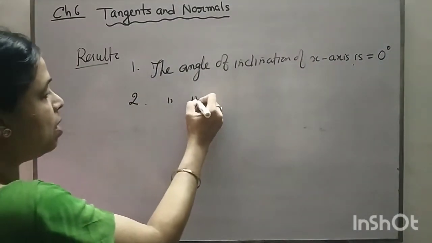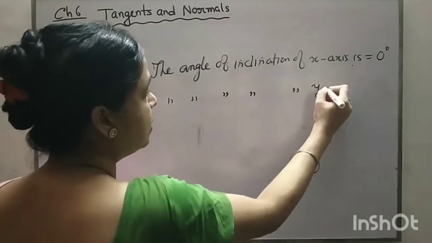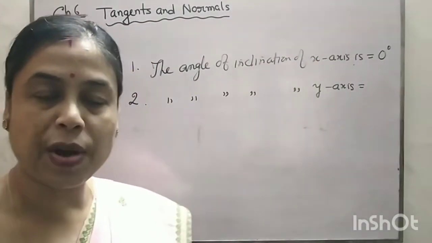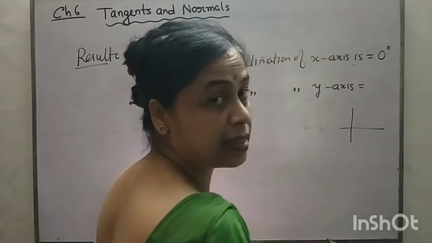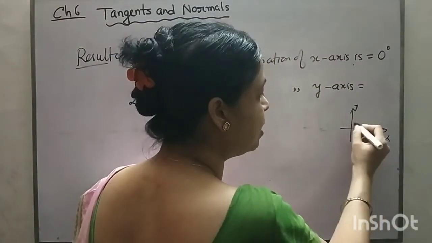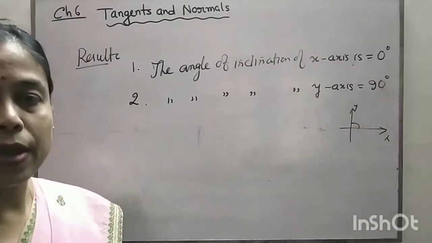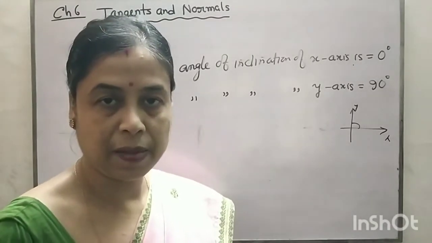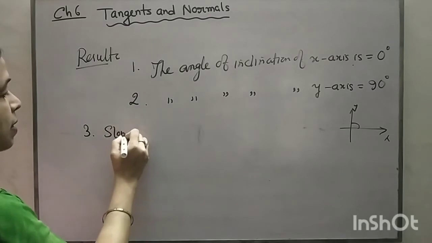Similarly, the angle of inclination of y-axis. What is your angle of inclination of y-axis? You see, this is your x-axis and this is your y-axis. What is the angle made by y-axis with this x-axis? This is equal to 90 degree. So the angle of inclination of y-axis is 90 degree. Remember this result.